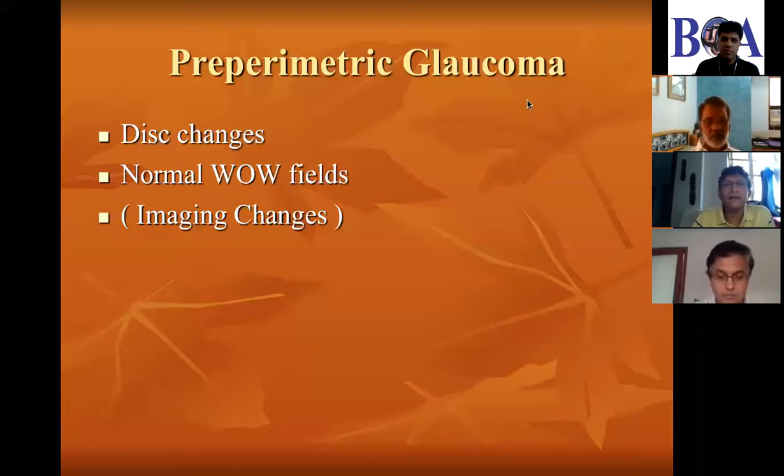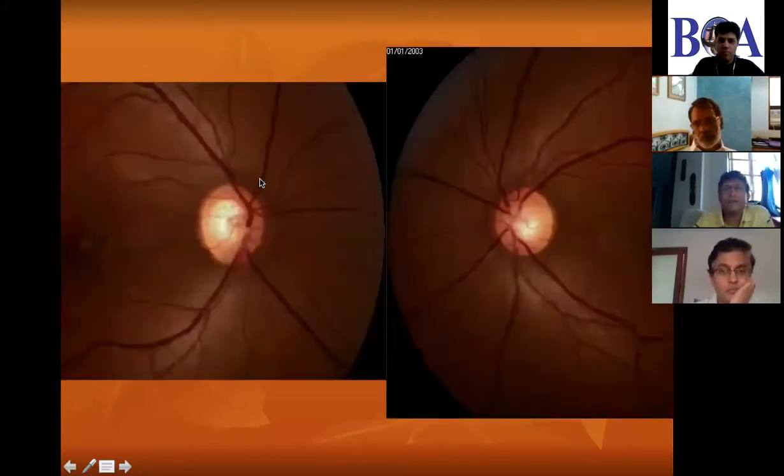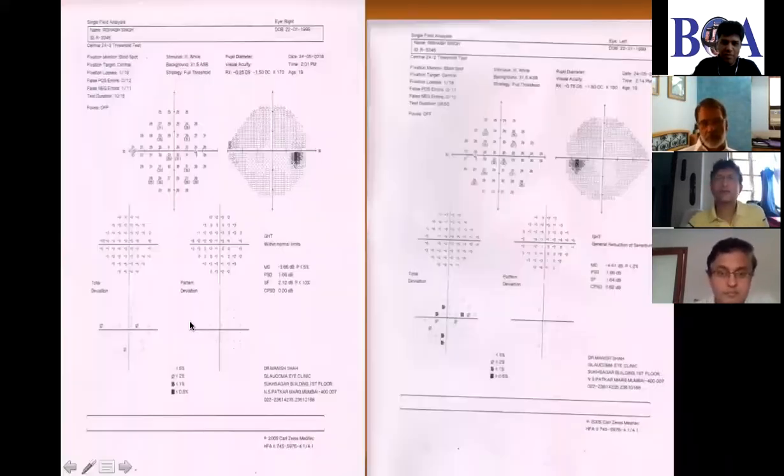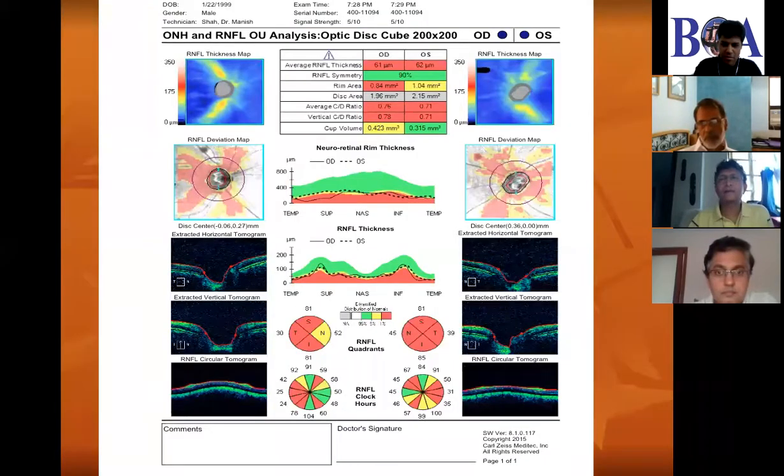What are pre-perimetric glaucomas? Glaucomas in which you see disc changes, which may be corroborated with imaging, and absolutely normal white-on-white fields. So you have this patient who was looked upon as a glaucoma suspect because of the asymmetry of the optic disc between the two eyes. You can see that in the right eye the optic disc is larger, and the optic cup is larger in size than the one seen on the left side. But the visual fields were completely normal, and this is what the imaging test showed.